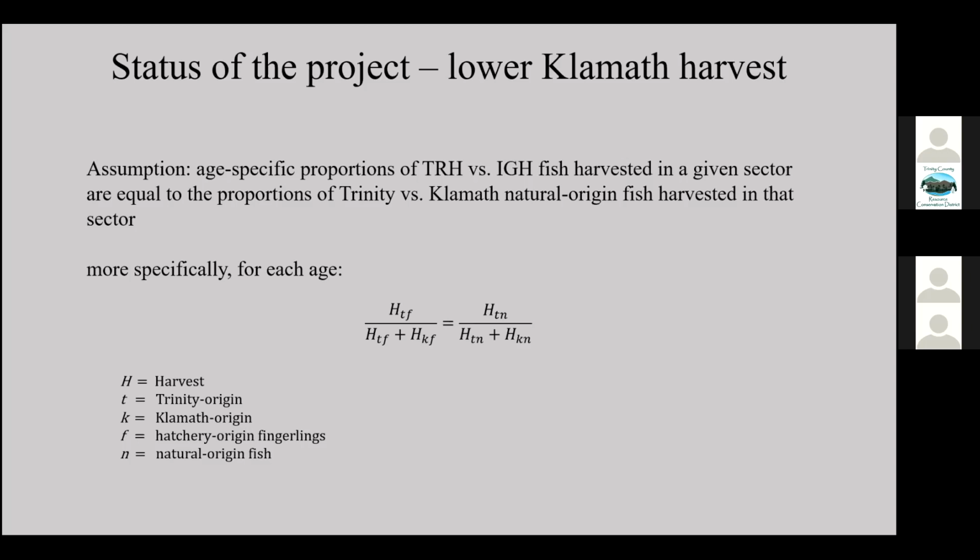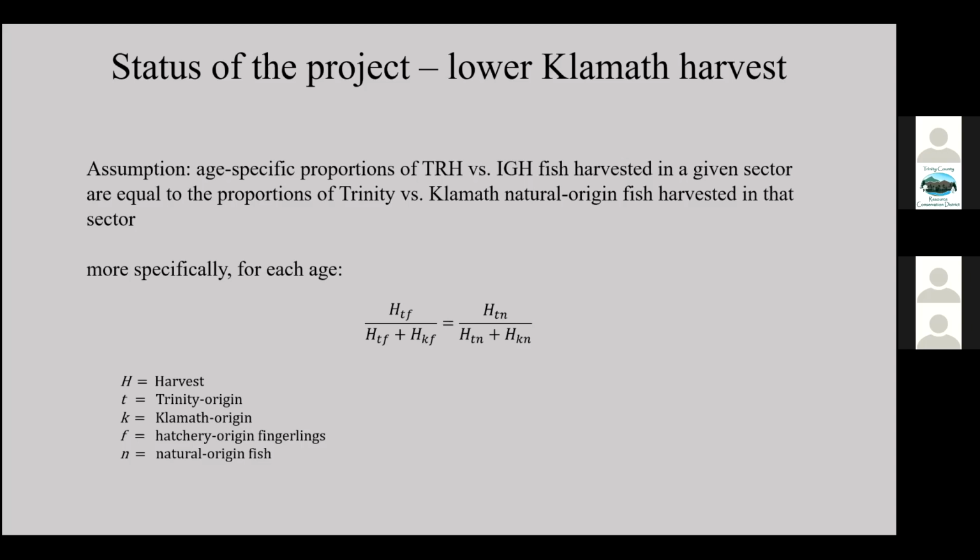So using coded wire tags, we can estimate the proportion of Trinity versus Klamath hatchery fish. And then we apply those proportions to the natural origin component of harvest. Because the way we estimate harvest now, we estimate a total harvest on natural origin fish per age, but we can't separate the stocks. So that's what this is intended to do. So we apply that proportion from the hatchery fish to the natural origin component, and boom, we have an estimate of Trinity natural origin harvested age in a given run year and harvest sector.